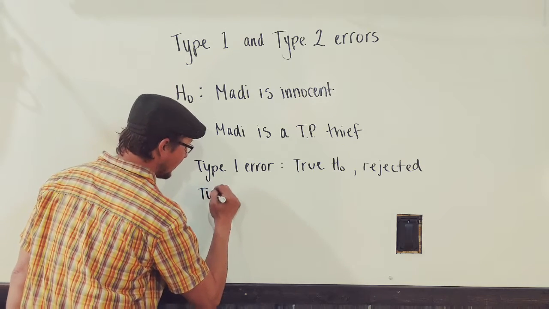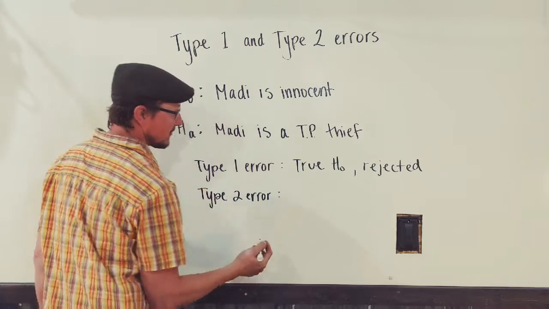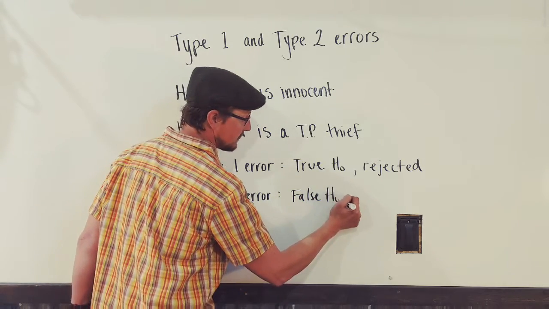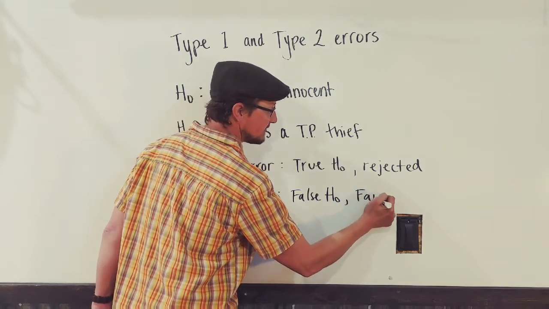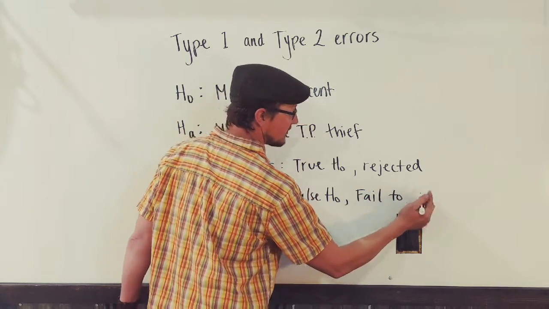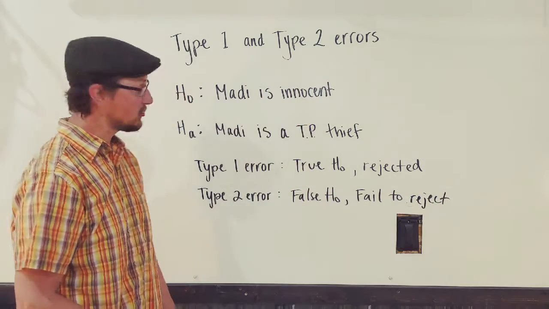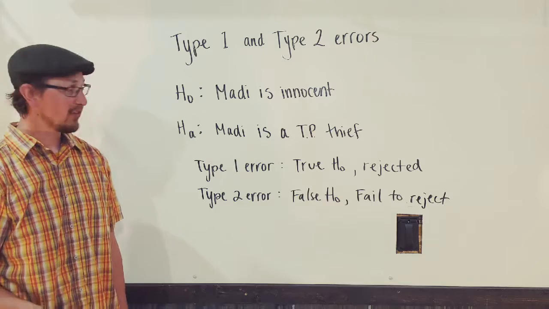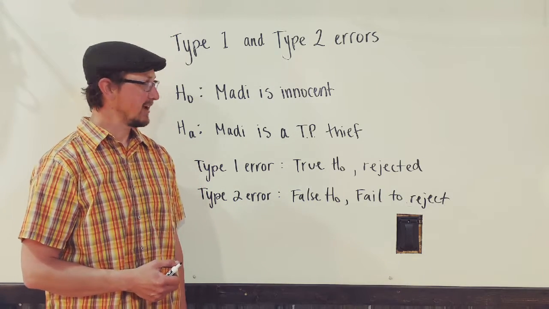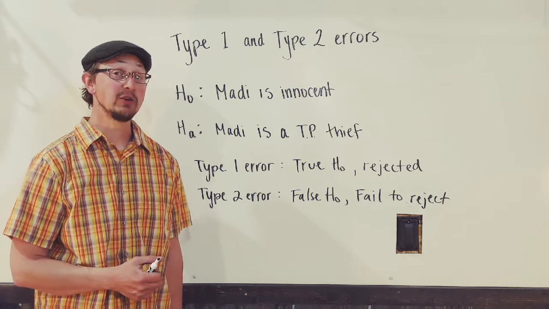A type 2 error is when we have a false null hypothesis, but we fail to reject it. In the context of this extreme situation, the null hypothesis is false, which means Maddie is a TP thief, but we proclaim her innocent and set her free to continue her nefarious ways.